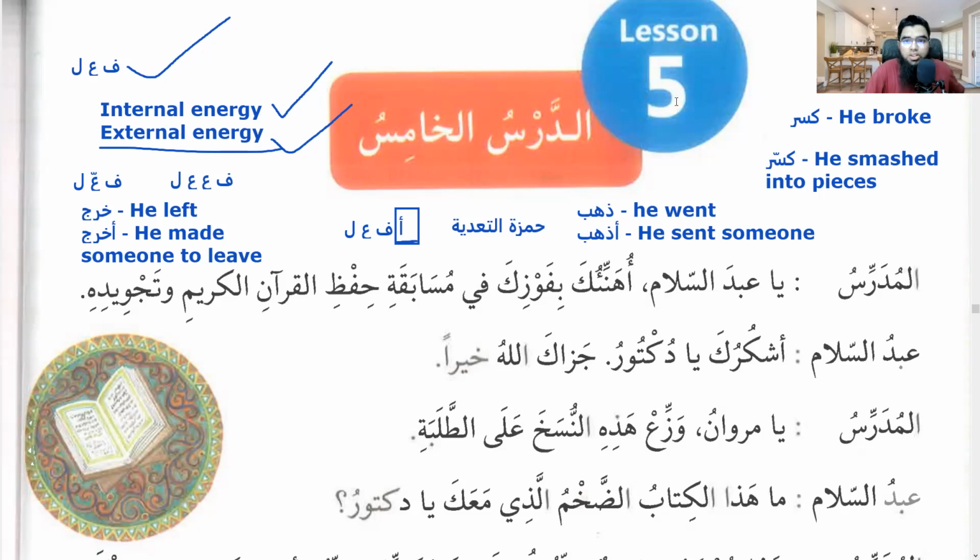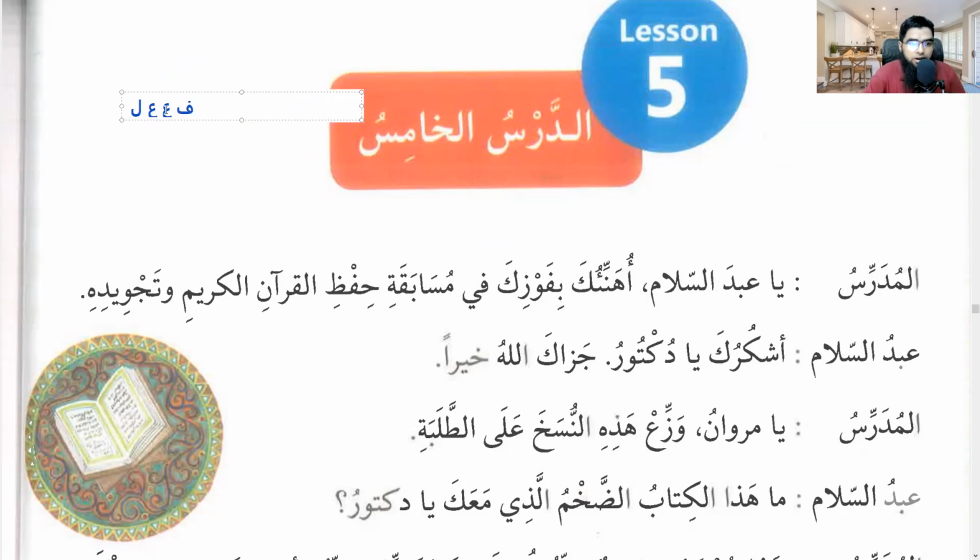Okay. So we are just stuck with internal energy, that is form 2. Fa, ain and lam became strong. How? By doubling their middle friend. They brought another friend of ain, and you do idgham, and it becomes fa'ala, which is form 2. Now let's look into the conjugation. How do you do fa'ala conjugation?